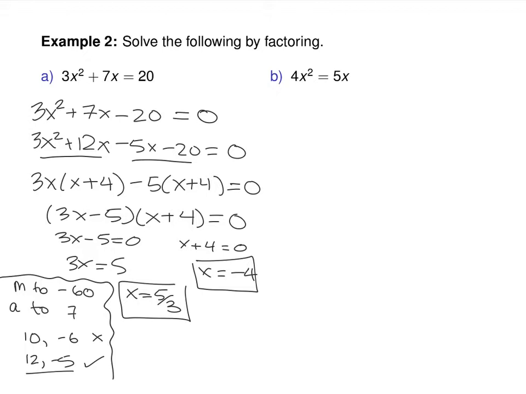If you can guess and check and get what that polynomial factors into without having to do it the long way, that's also okay. It's probably also good to know it. All right, how about part B? 4x squared minus 5x. Minus 5x, great.